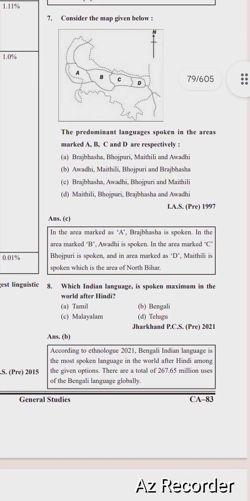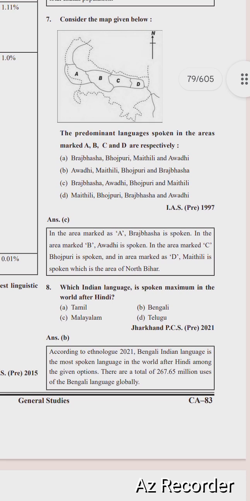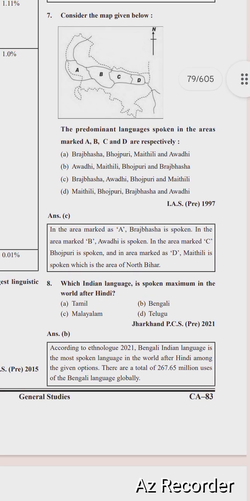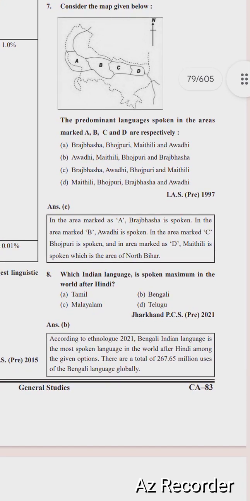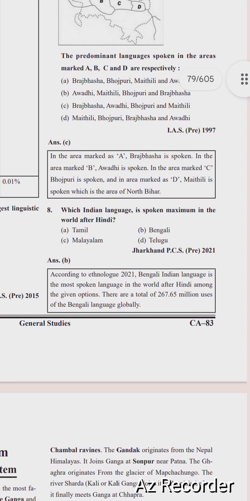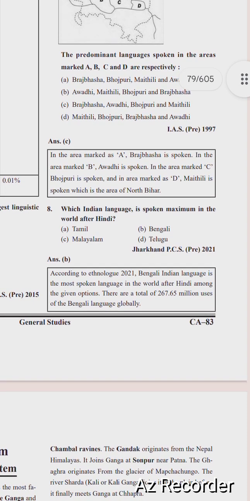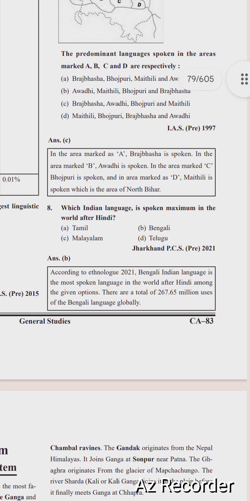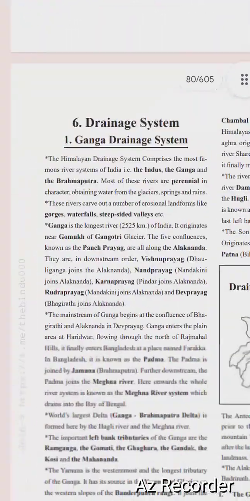In the area marked A, Brajabhasa is spoken, and in the area of B, Awadhi is spoken. In the area of C, Bhojpuri is spoken, and in the area of D, Maithili is spoken, which is an area of North Bihar. Next, which Indian language is spoken maximum in the world after Hindi? Options are A Tamil, option B Bengali, option C Malayalam, option D Telugu. Right option is option B, Bengali.